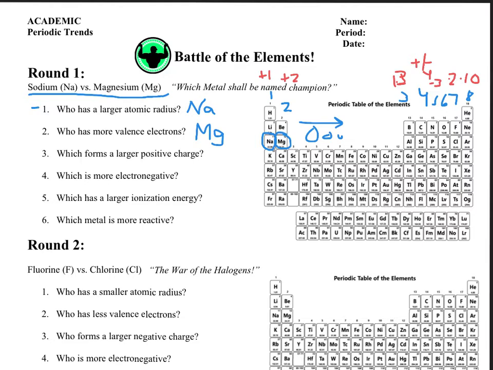So which one forms a larger positive charge? Since magnesium is in group 2, magnesium is going to win because it forms a +2 charge as opposed to sodium with a +1. Now, who is more electronegative?